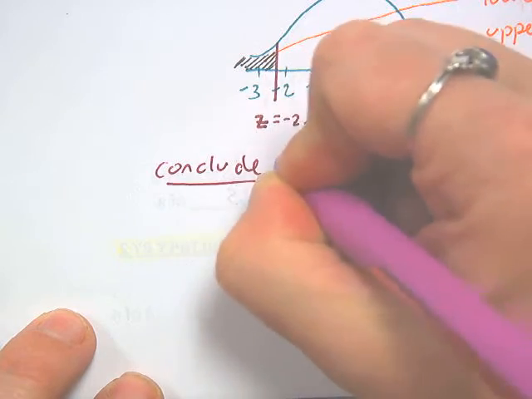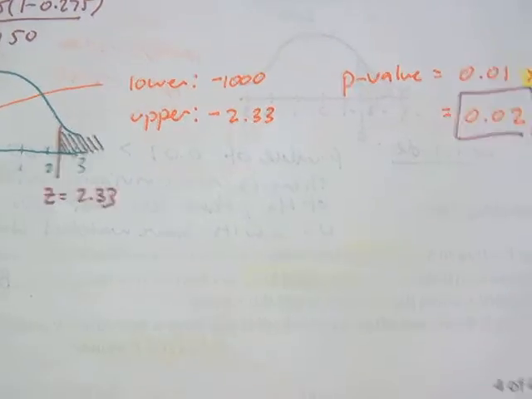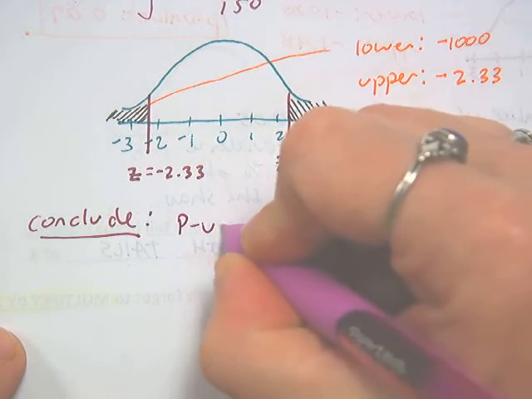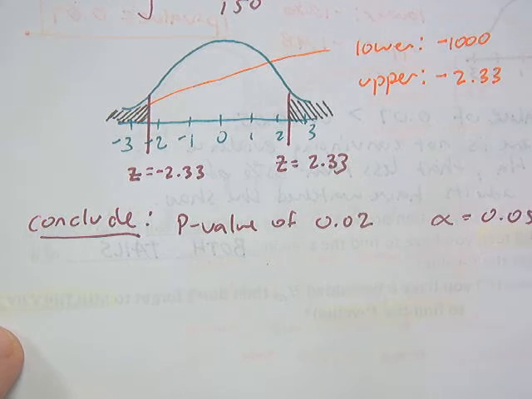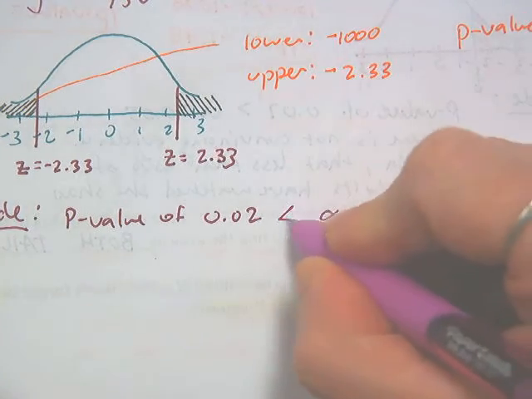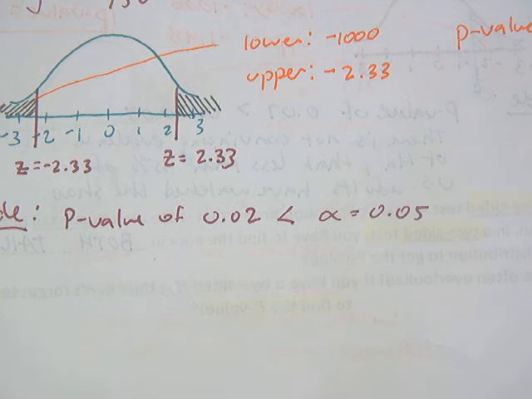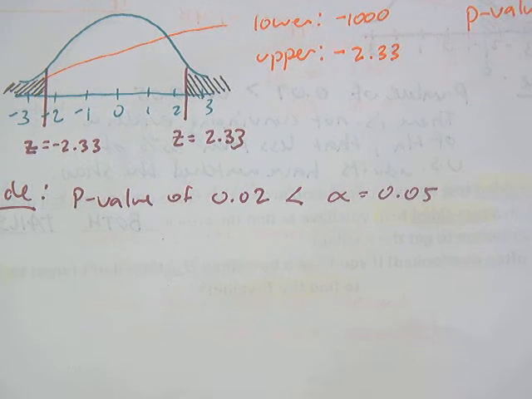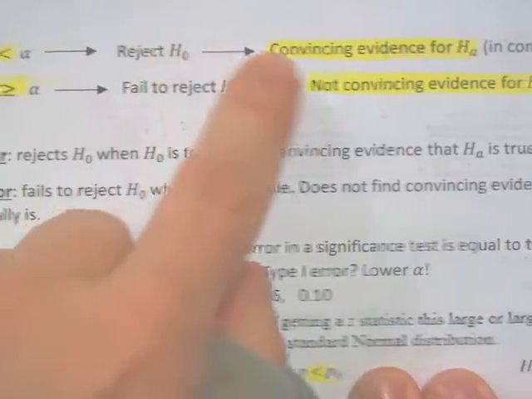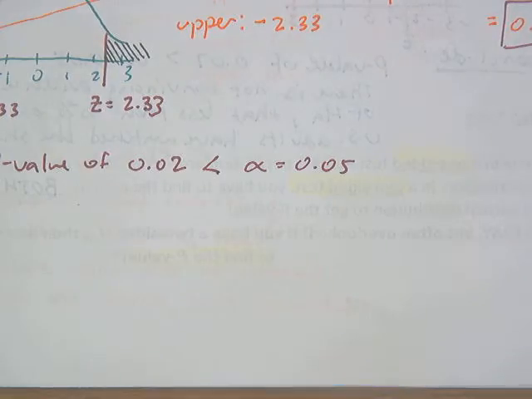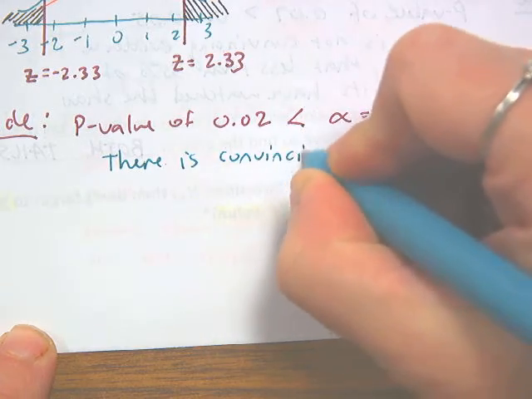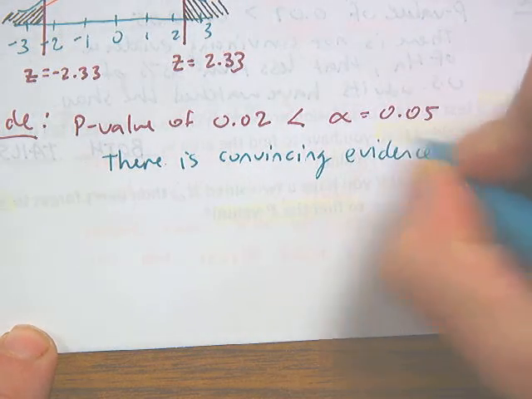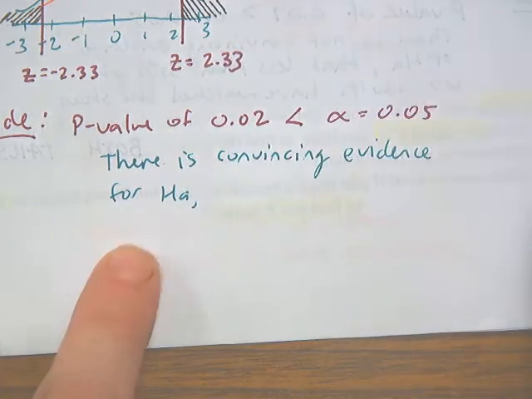Conclude. P-value of 0.02. Compare that to the alpha level of 0.05. I think it's pretty obvious that the p-value this time is smaller than the significance level. Therefore, looking back at my handy-dandy chart, boop, smaller than, there is convincing evidence for HA. What is that again?